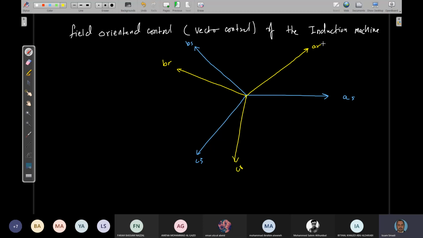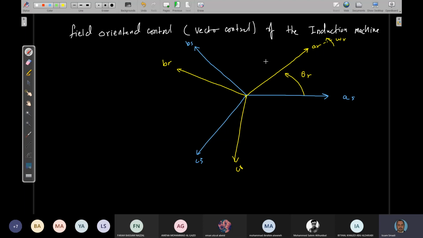And we know that the rotor is rotating by which speed? By omega r speed. So the angle between here and here is theta r. Yes. Good.